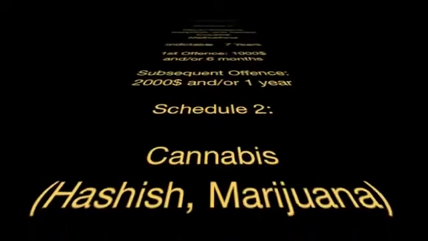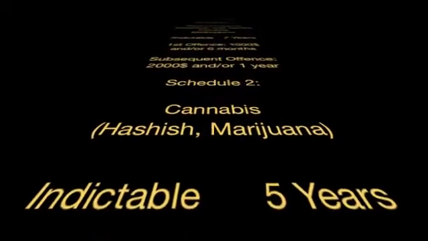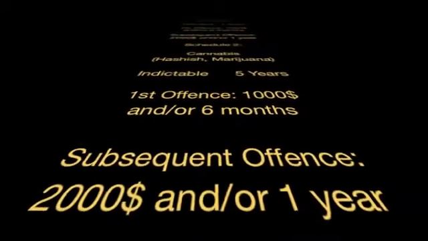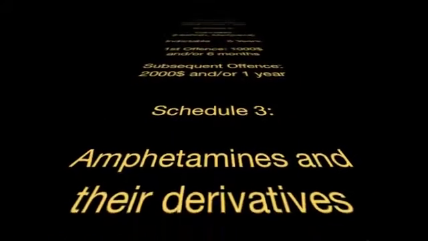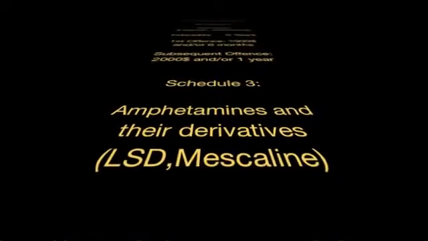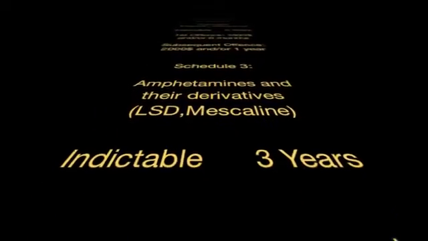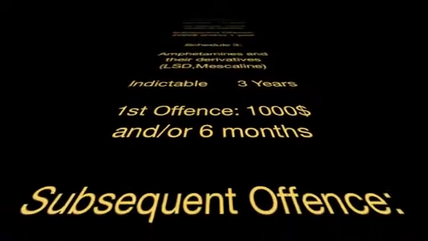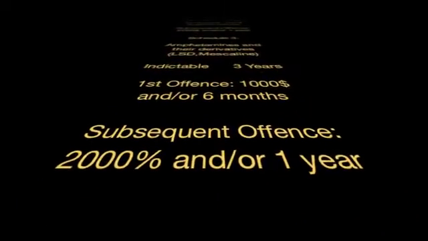Schedule 2 includes drugs like marijuana and hashish, which derive from cannabis. This is an indictable offense that can last up to 5 years in prison, and the same penalty for a first offense as a subsequent offense, like in Schedule 1. Schedule 3 includes drugs like meth and ecstasy, which derive from amphetamines, as well as drugs like LSD and DMT. This is an indictable offense that can last up to 3 years in prison, and the same rules apply for the first offense and second and subsequent offense as in Schedules 1 and 2.